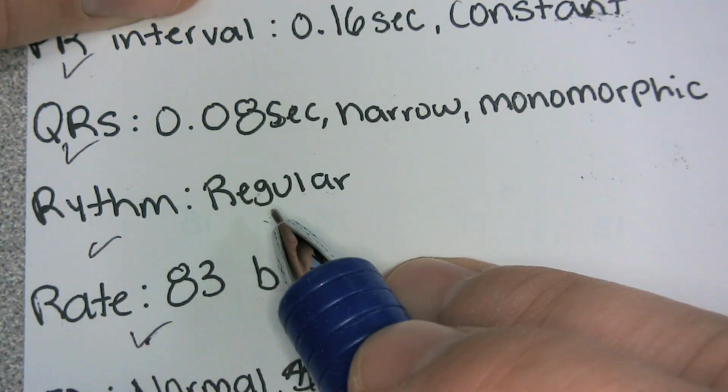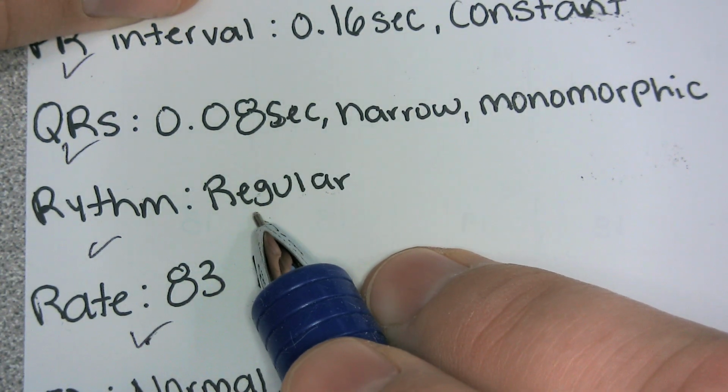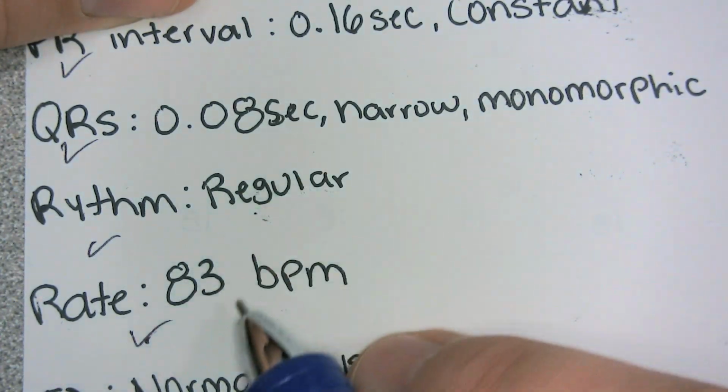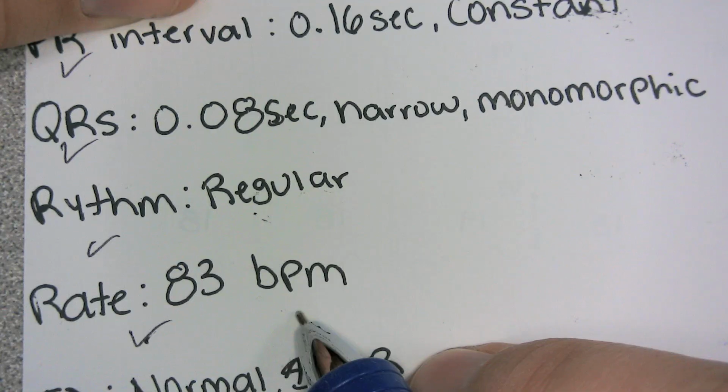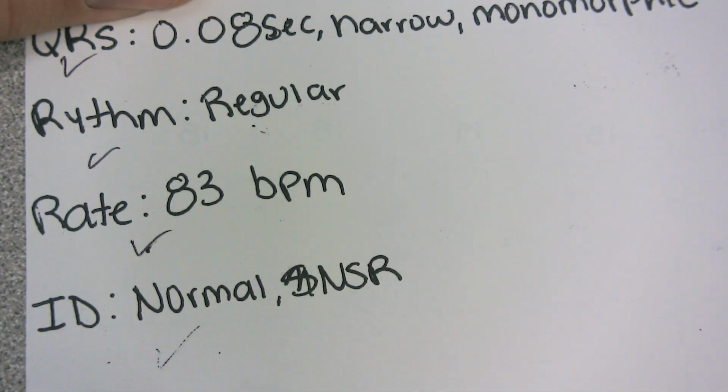Had all this been the same, but irregular, that would be sinus dysrhythmia. Had this been a regular rhythm and the heart rate less than 60, bradycardia. Regular rhythm, heart rate greater than 100, sinus tachycardia. But yeah, this person's a normal sinus rhythm, so very good job on all of that.